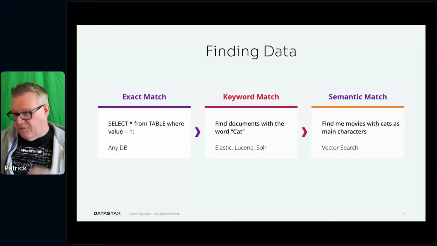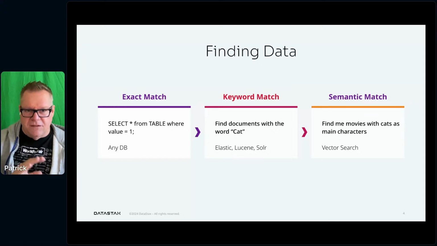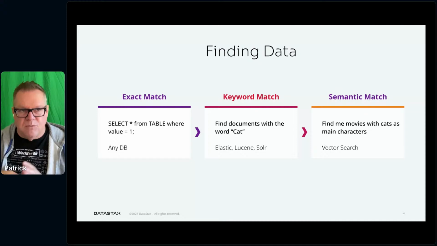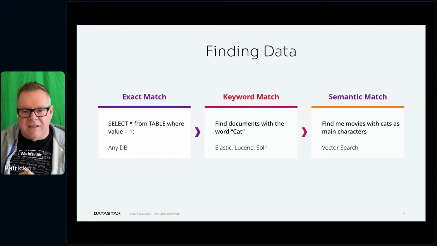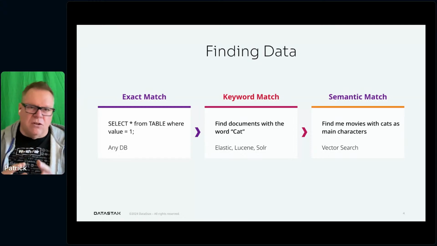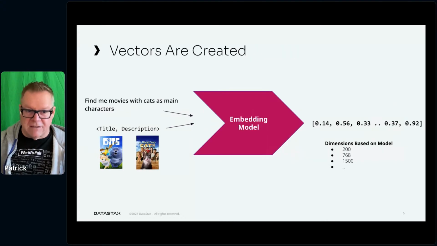Semantic matching is a different thing. And here we go, here we're into the new world of search. It's about looking for things that are similar to each other without actually having the keywords. That's like finding movies with cats. That's what vector search is about. So let's dig into what that is.